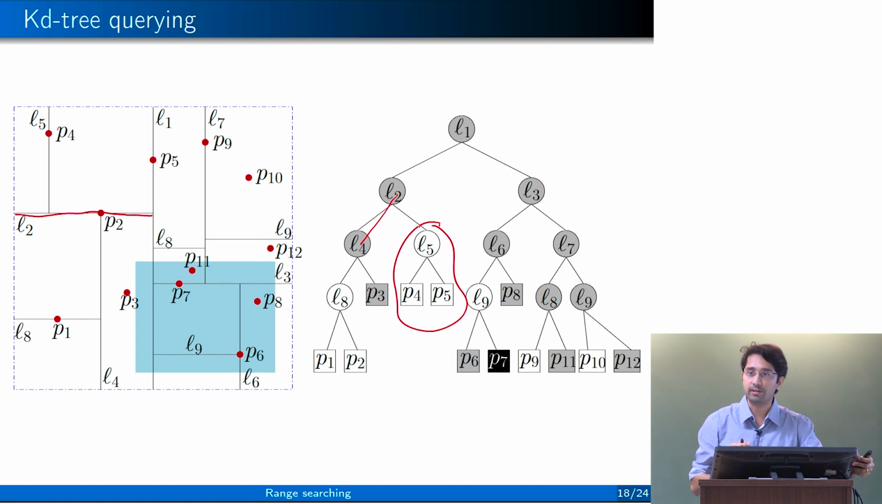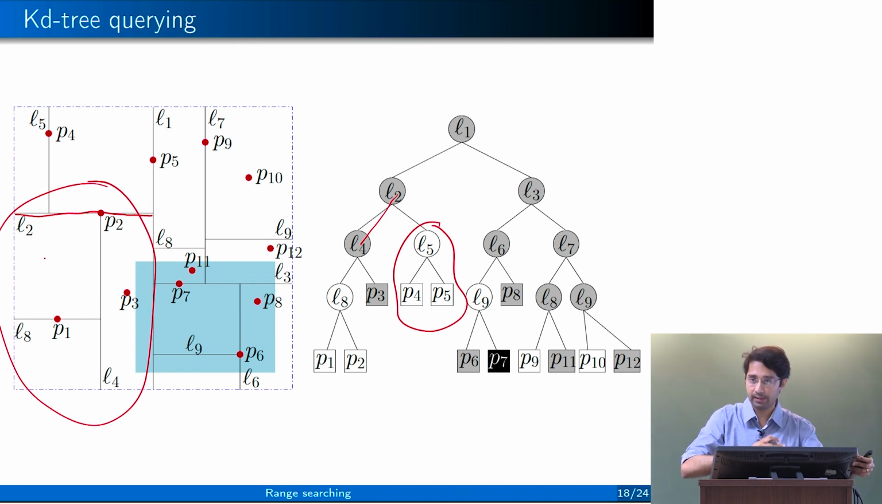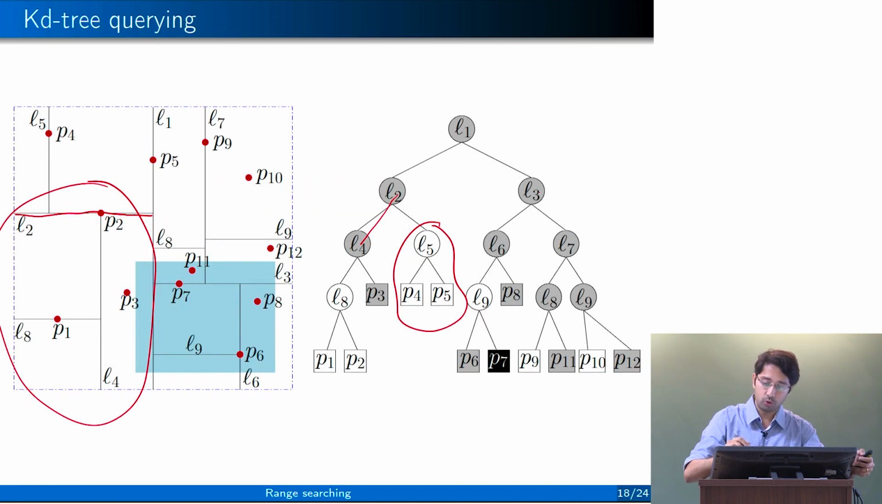This node becomes white. But I am not sure whether it contains all of what is below L2 or not. Certainly it does not cover the whole rectangle that is represented by this L4 vertex. So it becomes a grey node. I am not sure what to report, what not to report. Similarly, I go to the right side.